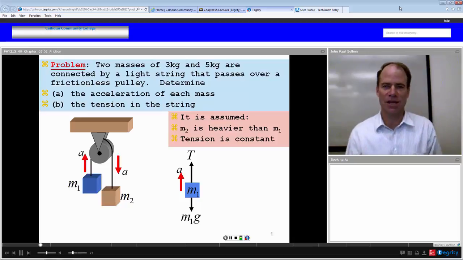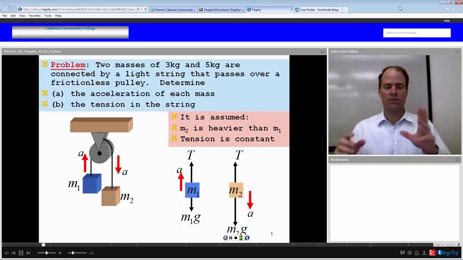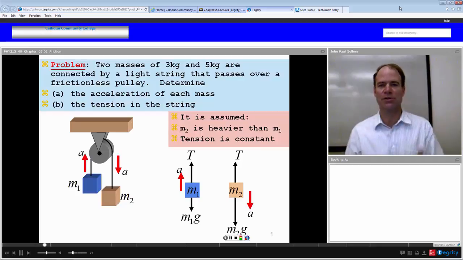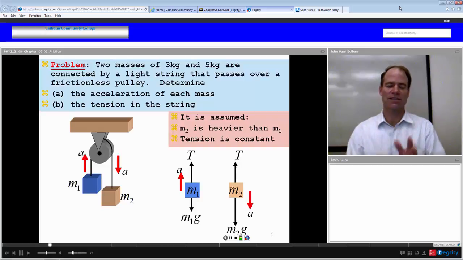I want to do the same thing for mass 2. I want to make a free body diagram of mass 2. Here it is. Mass 2, tension's pulling up, m2g is pulling down. As a result of all these net forces acting on mass 2, it manages to accelerate down with a value of acceleration a. So these are my free body diagrams, and the reason I want to make good free body diagrams of my masses is so that I can set up my Newton's second law equation based on these free body diagrams.